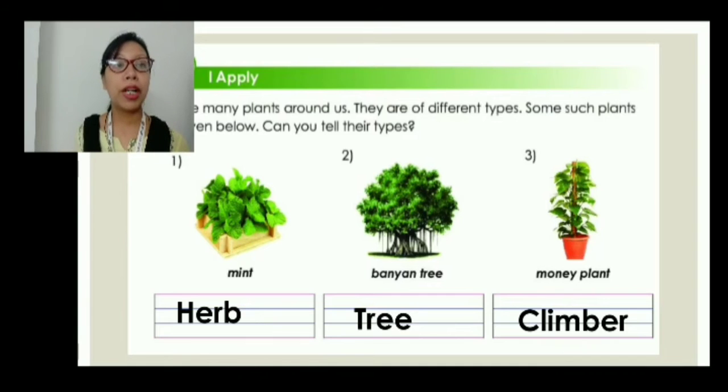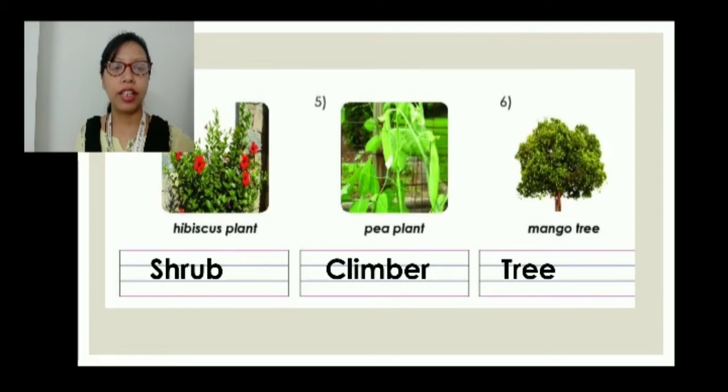Then we have the money plant. Money plant, it does not grow upwards on its own. It needs support. It needs some other things, like the bamboo or a stick, so that they can grow upward, or some other plants to grow. So money plant is a climber. Then we have got the hibiscus plant. Now hibiscus plant, these are small plants having woody stems. Now small plants which have woody stems are called shrubs. So hibiscus plant is a shrub.